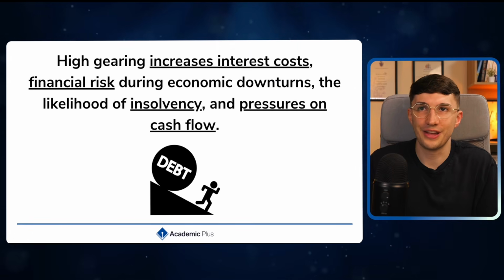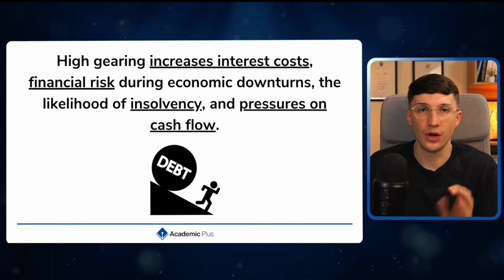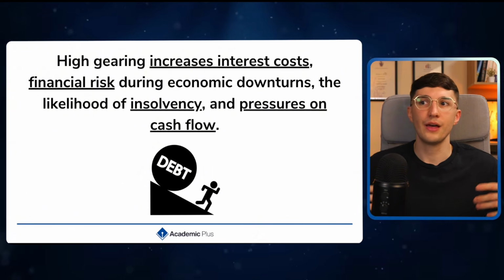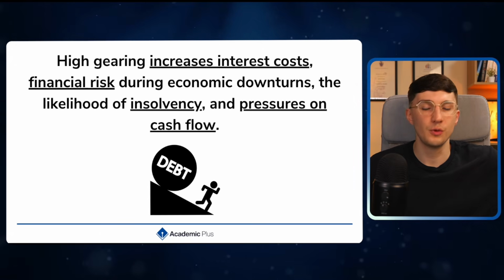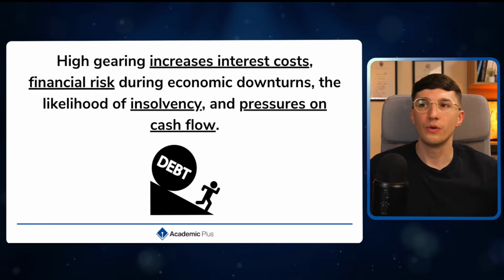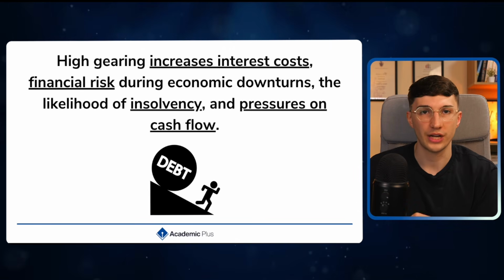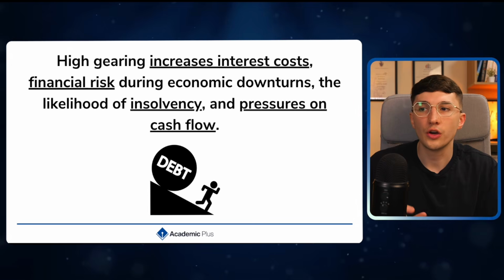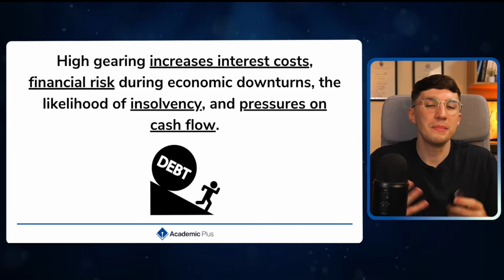Now, one of the reasons that a business goes under and goes bankrupt is because they're unable to pay off those debts. So let's say there was an economic downturn and you don't have enough cash within the business to pay off those long-term debts. Well, then that gives you the likelihood of going insolvent and puts strong pressures on your cash flow. So I would argue having a high gearing ratio is going to be risky. But that doesn't mean it's the end of the world.